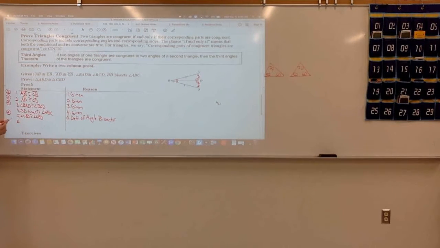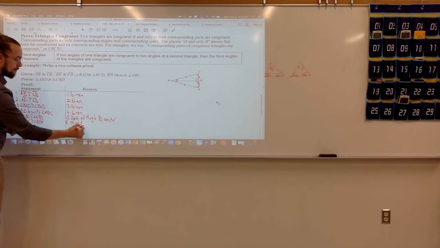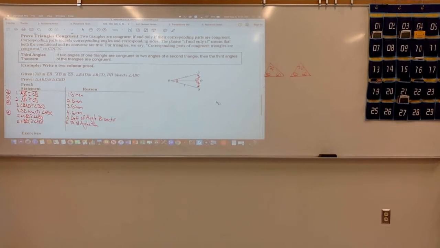So I can say angle BDC and BDA. Okay. That's the third angles theorem. Okay, so I've got all 3 pairs of angles done. I just need this last pair of sides.